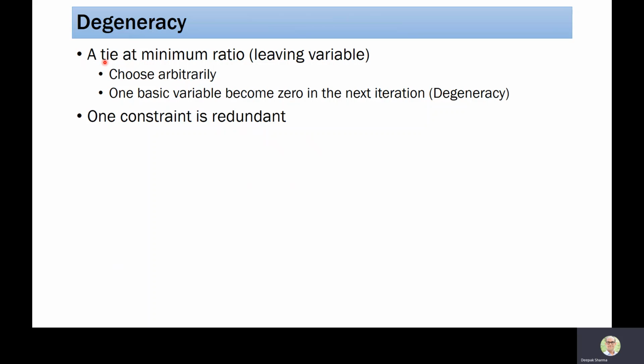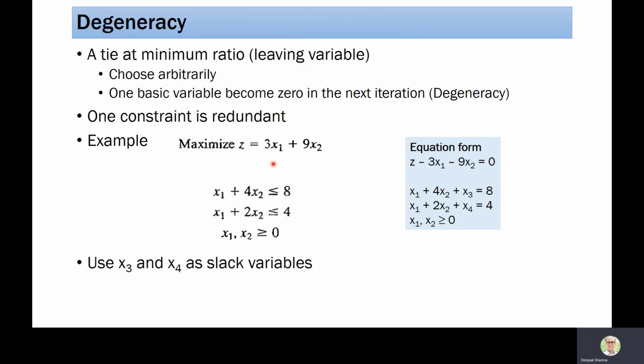But when we are solving the problem using simplex method, how can we deal with it? You remember we have the optimality condition and the feasibility condition. Feasibility condition depends on the minimum non-negative ratio, so that is for the leaving variable. If there is a tie at the minimum ratio, then we choose the leaving variable arbitrarily. In this case, sometimes one basic variable becomes 0 in the next iteration. So let us take an example now.